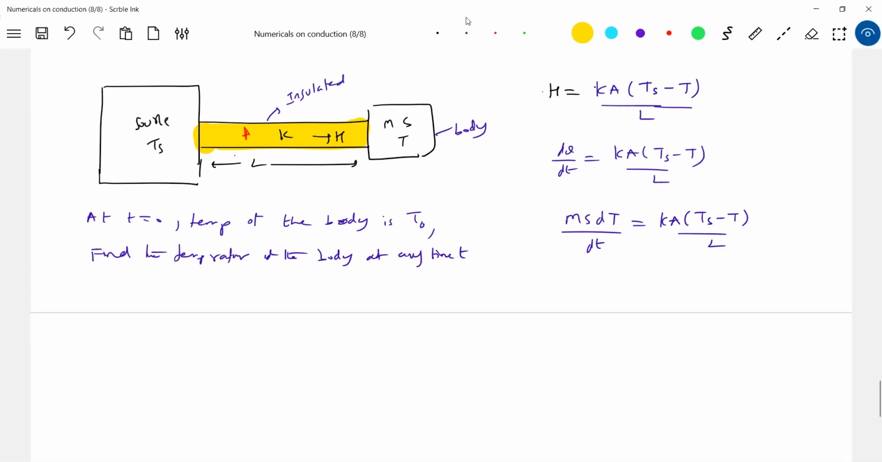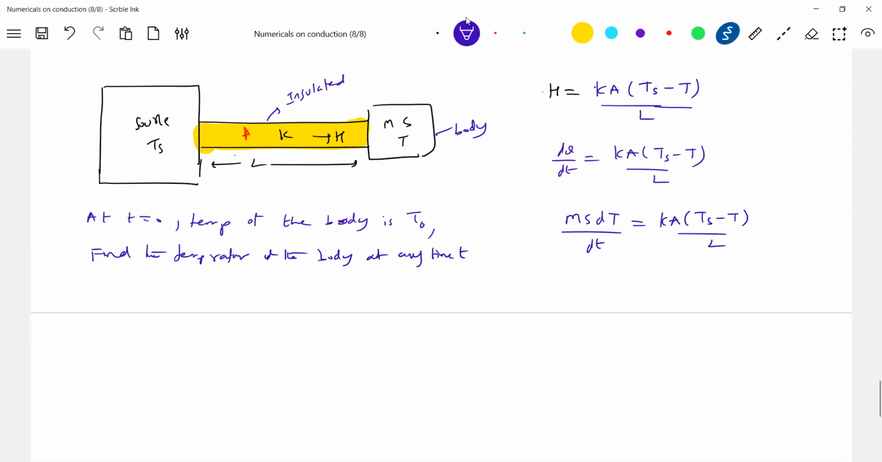Who will supply heat to the body? The source. Through what? Through the rod. The heat will flow through the rod. Please try to imagine. This is very important. So almost around 30 numericals are there based on this idea. Not 1, 2, 30.